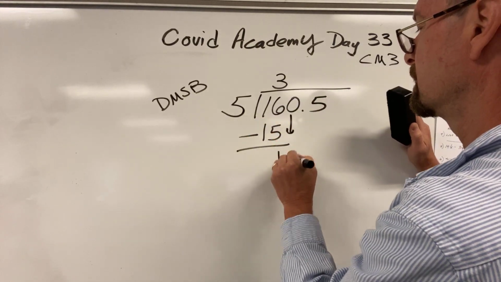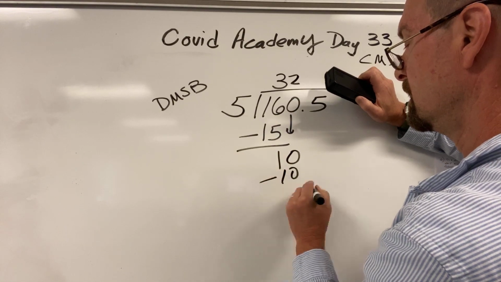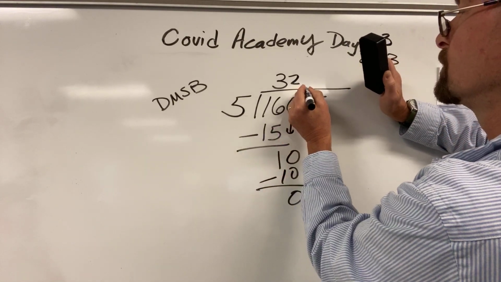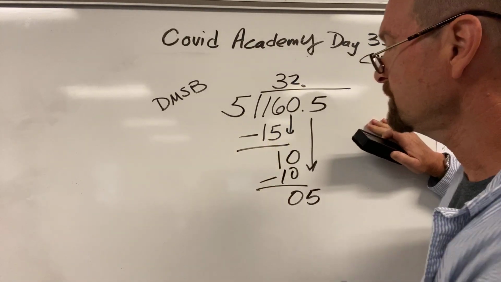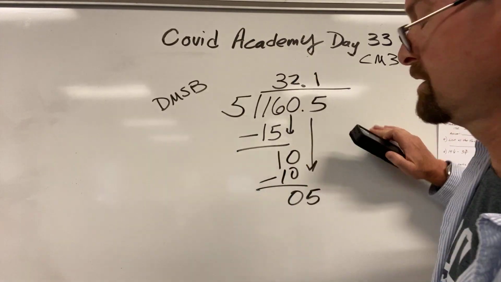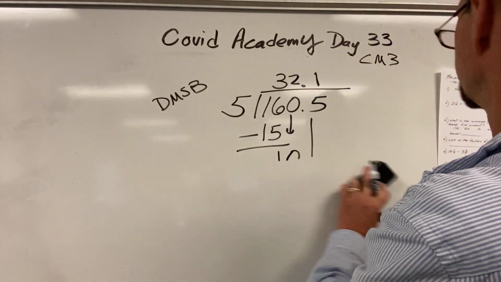Subtract, and I bring down. I get 5's into 10. Yeah, 2. 2 times 5 is 10. Subtract, I get 0. I bring down the 5. Don't forget to float your decimal in there. How many 5s fit into 5? It's like hard, man. 32.1 is the answer. That's the average of those 5 numbers.